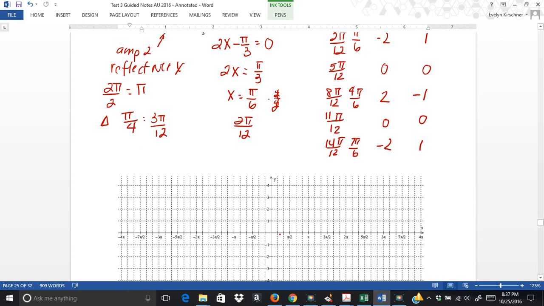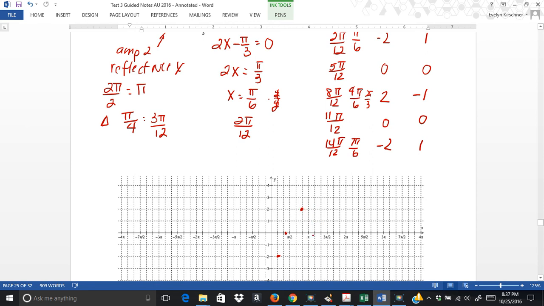This is pi over 6. At pi over 6, it's negative 2. 5 pi over 12 is a little bit less than pi over 2, and that's 0. And then at 4 pi over 6, which is here, which is 2 pi over 3. So at 2 pi over 3, which is here, it is 2.